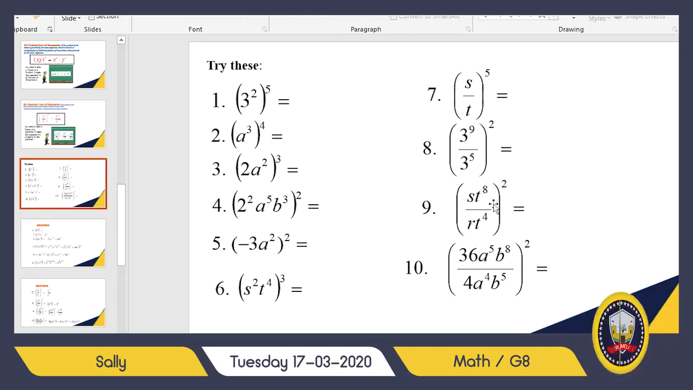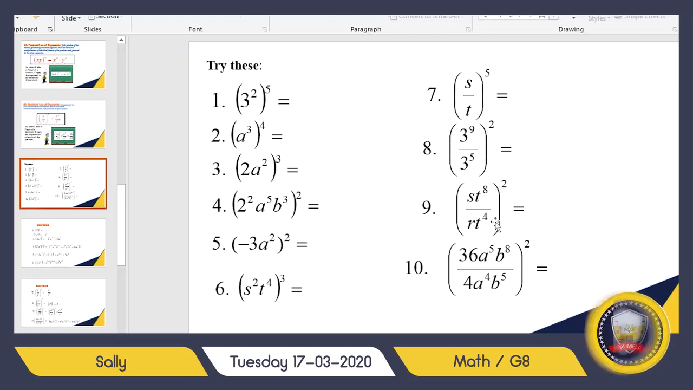So t to the power of 4, all to the power of 2, means t to the power of 8. What about the r? I don't have any other r's, so it will be over r to the power of 2. So the answer will be s^2 t^8 over r^2.